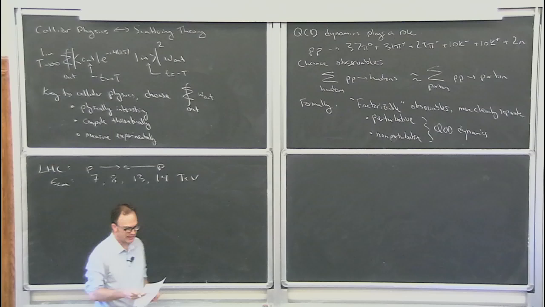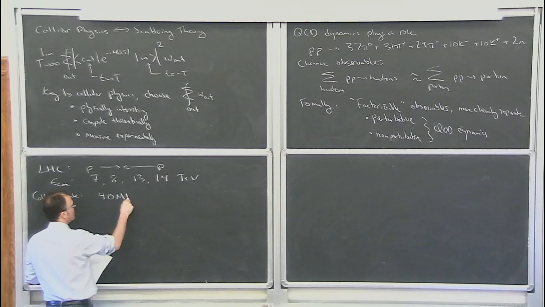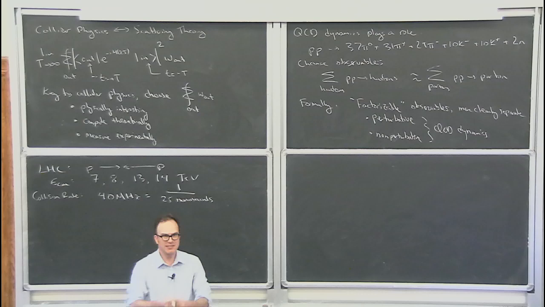What's the collision rate? So the collision rate, these protons slam together every 25 nanoseconds. So every 25 nanoseconds, you get a proton-proton collision, something will happen. Another 25 nanoseconds, something else will happen. That corresponds to a collision rate of 40 megahertz.